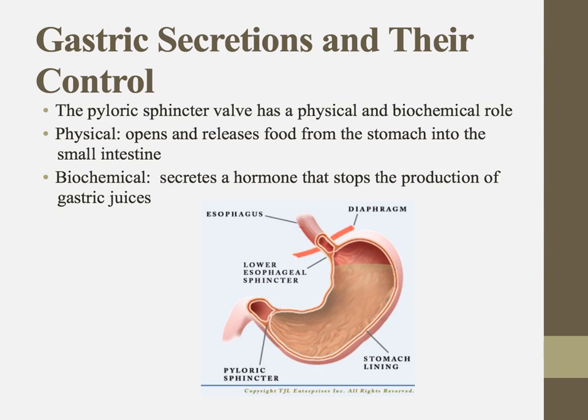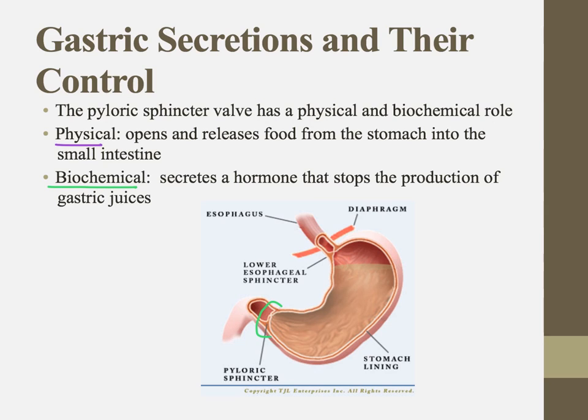Now, we don't want to secrete gastric juices forever, so how does that stop? Well, right here, separating the stomach from the small intestine, you have a valve, and that valve is called the pyloric sphincter valve. It opens and closes to either keep food in the stomach when it's closed, or allow that food to travel down into the small intestine when it opens. So again, it has a physical role in the opening and closing, but it also has a biochemical role.